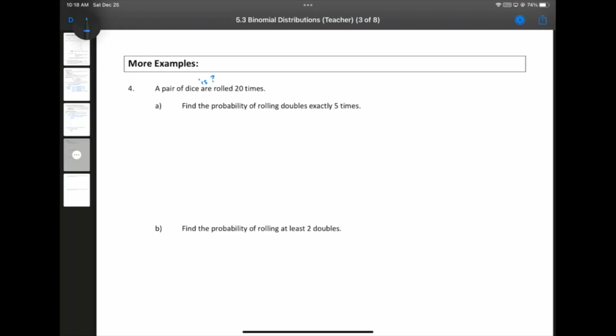A pair of dice is rolled 20 times. Find the probability of rolling doubles exactly 5 times. I'm going to just do a little aside here. The probability of getting doubles is 1 in 6.